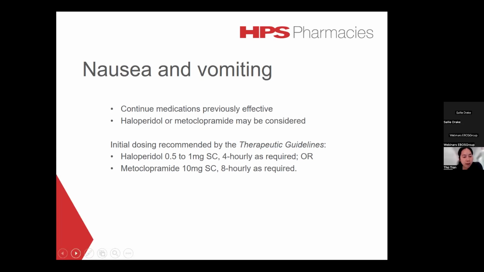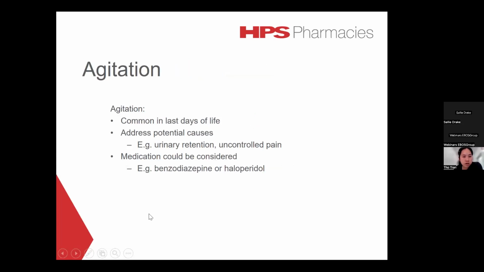The last symptom management topic is agitation. Agitation usually occurs in the last days of life, and potential causes should be addressed if possible, such as urinary retention or uncontrolled pain. Medications that could be considered are benzodiazepines because they have anxiolytic effects, or haloperidol.